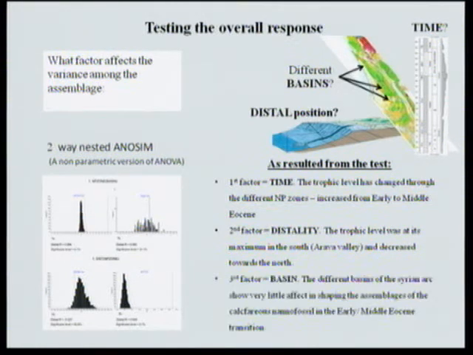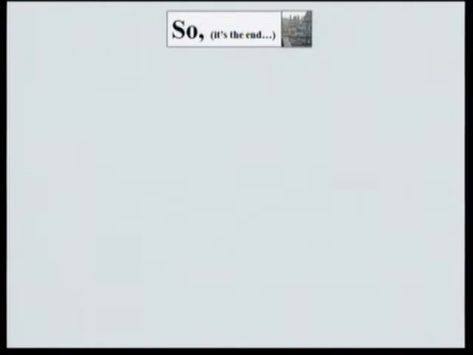And the third, and almost not important, was the basin. So if you have different basins of the Syrian Arc, it did not exert any change or any influence on calcareous nanofossils. And this means that the photic zone was free. Nothing actually disturbed calcareous nanoplankton from being the same all over the Levant region.